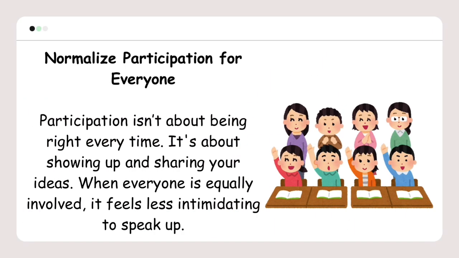Fourth, normalize participation for everyone. Participation isn't about being right every time. It's about showing up and sharing your ideas. When everyone is equally involved, it feels less intimidating to speak up.